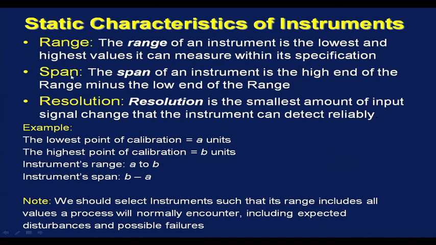We defined these terms in our previous lecture. Let us do a quick review. The range of an instrument is the lowest and highest values it can measure within its specification, while the span of an instrument is the high end of the range minus the low end of the range. For example, if the lowest point of calibration is A units and the highest point of calibration is B units, the instrument's range is specified as A to B, while instrument span is B minus A.